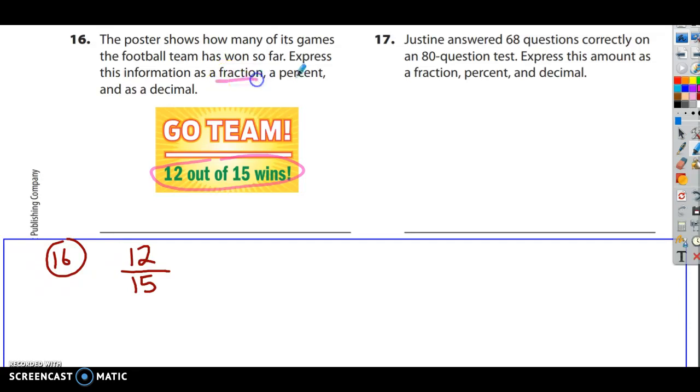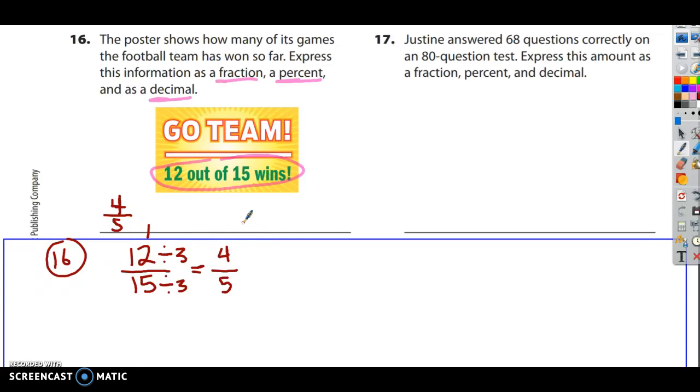We're supposed to do a fraction, a percent, and a decimal. We've kind of done the fraction part, but I like to simplify every time I can. And 12 and 15 share a factor of 3, so I'm going to divide those by 3. And I'm going to get 4/5. So my fraction answer is 4 out of 5. The team has won 4 out of its 5 games. Now I've got 2 more answers to do. I need to do its percent and I need to do its decimal.